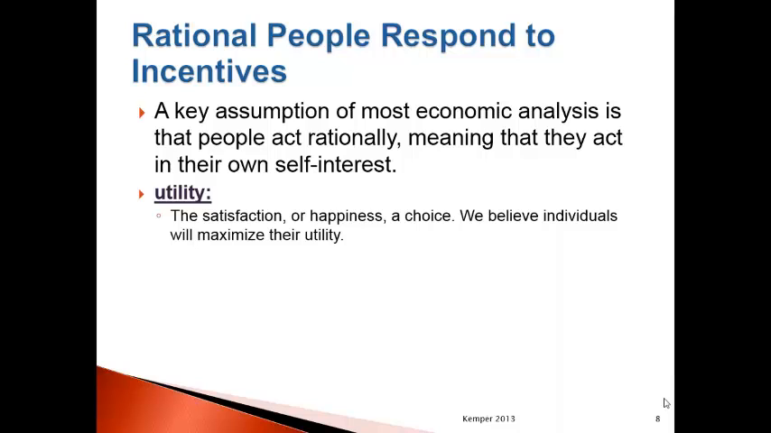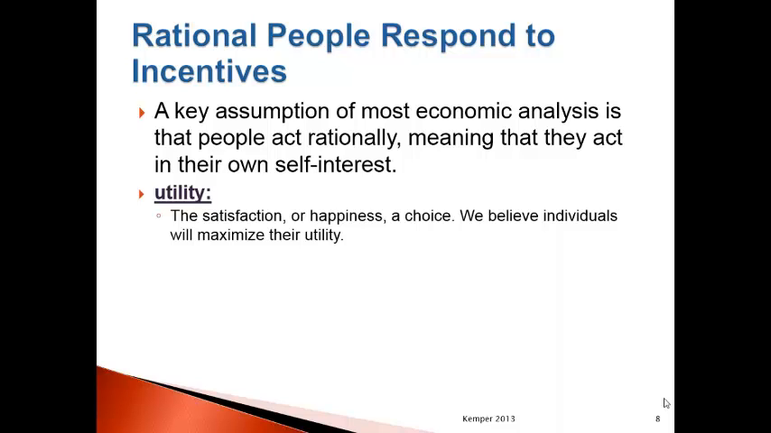Rational people respond to incentives. You must know that. Rational people respond to incentives. If I give you more money to do something, you're going to respond and work harder, etc., etc. Rational people always act in their own self-interest. It makes sense. We're always selfish. A lot of people who take my class, they hate that. But it's true. We're always acting selfishly.